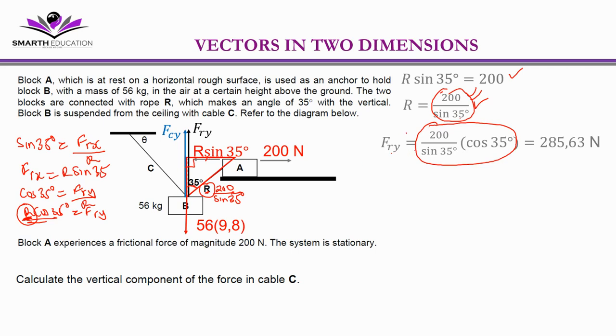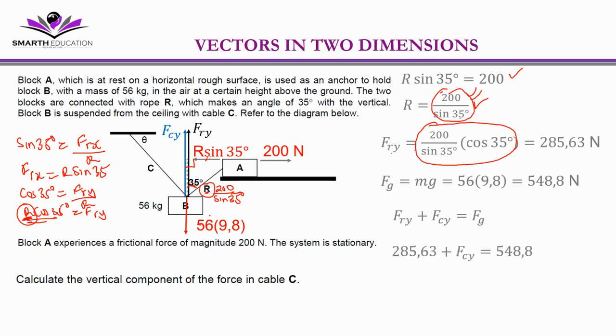So now we have the vertical component of R, we have our weight, so we can find the vertical component of C. Go back to our equation, substitute what we have, and then we subtract 285.63 from both sides of the equation. What do we get? We get our answer. You see, we're getting the same answer.